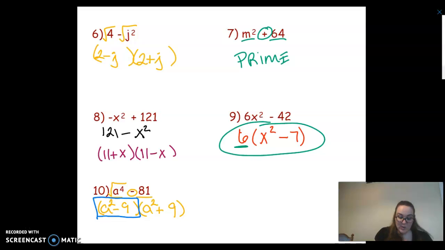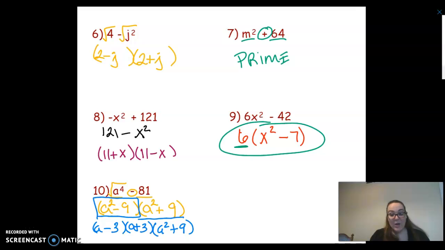So this a squared minus 9 will factor one more time. The square root of a squared is a. The square root of 9 is 3. So I have a plus and I have a minus. Now, I have to remember that this is still part of my answer, so I'm going to put that a squared plus 9. Because of the plus, it will not factor any further, and it is done.